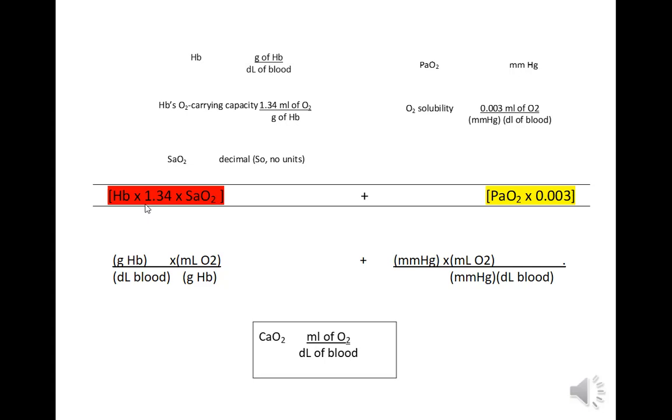On the left side of the equation, that's 1.34 milliliters of oxygen per gram of hemoglobin. You'll be given the hemoglobin number, and then you'll be given the SaO2, which is put in as a decimal, unless it's 1. The other side of the equation is the partial pressure of oxygen, which is a whole number, millimeters of mercury, and then times the solubility coefficient, which is 0.003 milliliters of oxygen per deciliter of blood. You add those two together, left and right side, and you get the CaO2, the absolute content of oxygen, and the units are milliliters of oxygen per deciliter of blood.